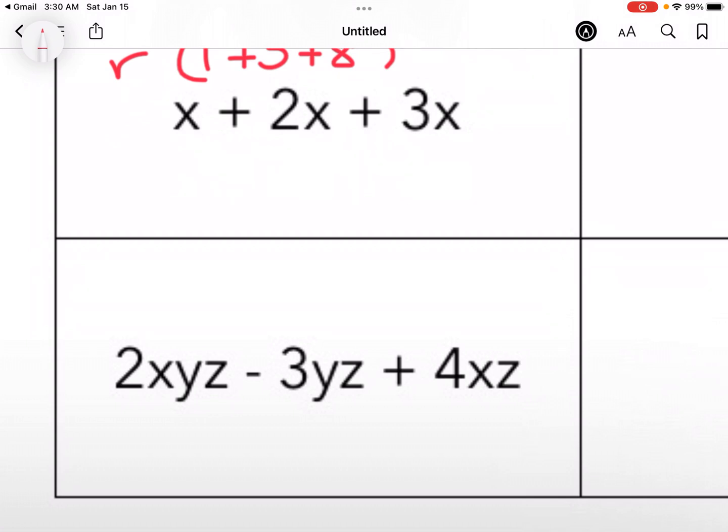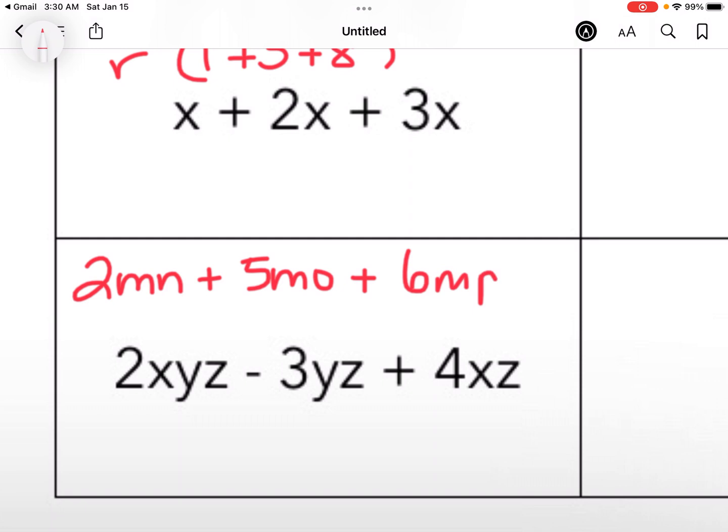The last one, I look and see, okay, what letter or number do they all have in common? Well, 2 is a factor of 6, but 2 isn't a factor of 5, so I can't pull a number out, but I can pull an m out of all of them. So I pull the m out, and I'm left with 2n plus 5o plus 6p.